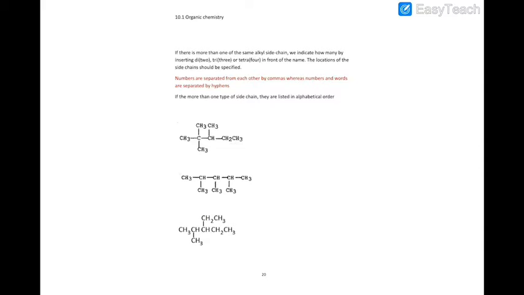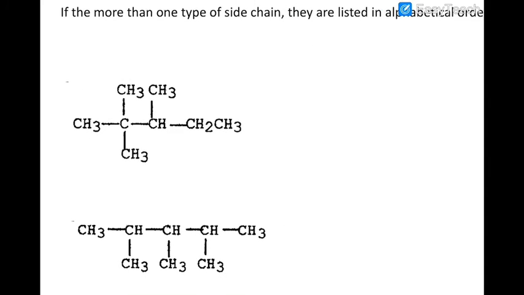Now, if there's more than one of the same alkyl chain, we need to indicate how many there are. So if there's 2 methyls, it will be dimethyl. If there's 3 methyls, it will be trimethyl. Okay? And you will also specify the location of the side chains. Let's see examples. It's going to be easier.